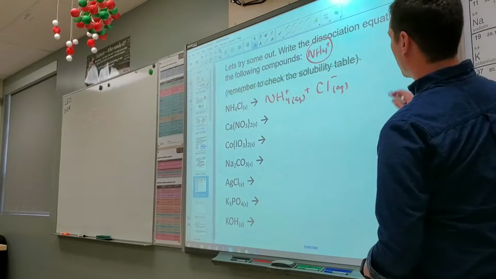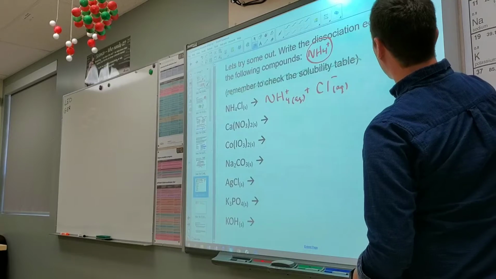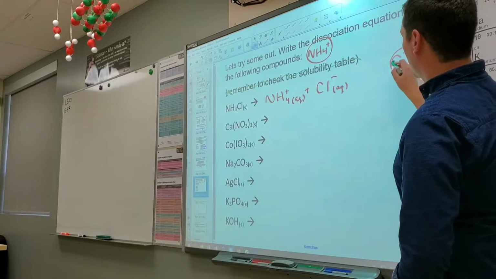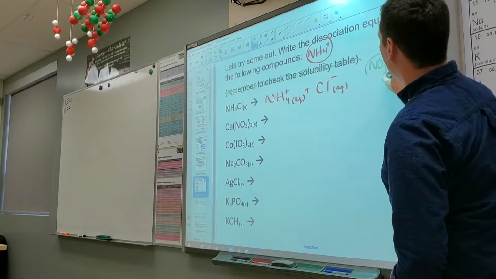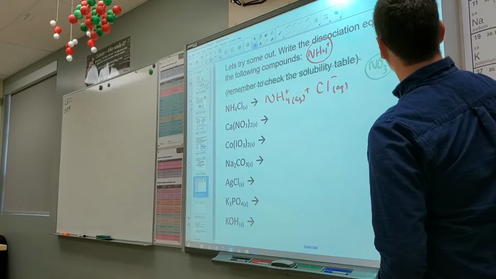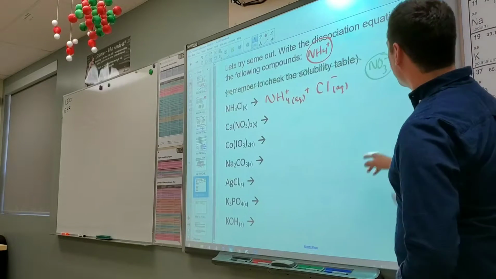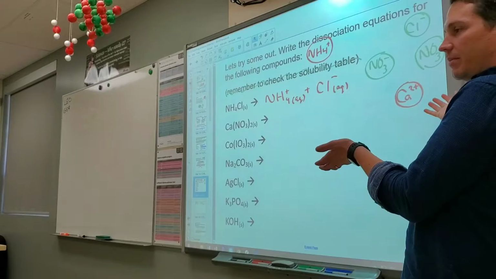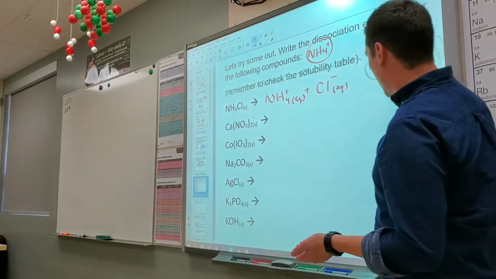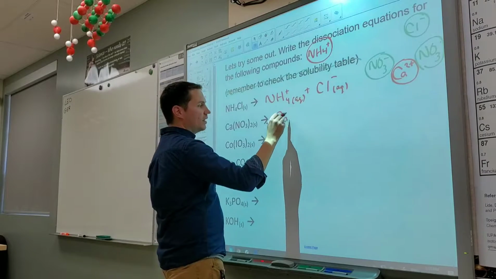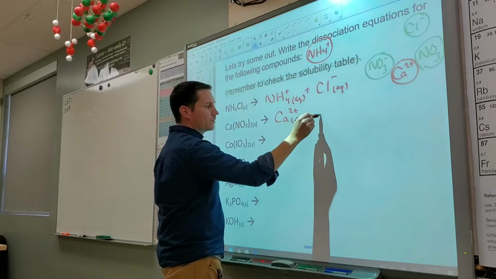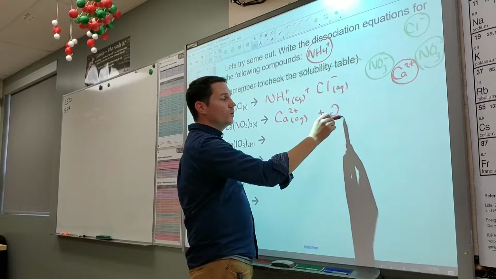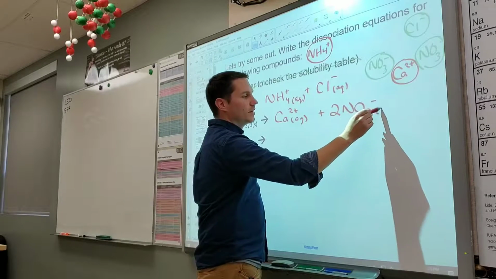What about calcium nitrate? We can draw another picture here if we want. This is a calcium 2 plus ion. And what's attached to that calcium 2 plus ion? 2 nitrate ions. So what happens is when the calcium breaks away from the nitrates, how many calcium ions are we going to make? We're going to make one calcium ion, a single calcium ion. And how many nitrates are we going to make? We're going to make two NO3 minus ions.